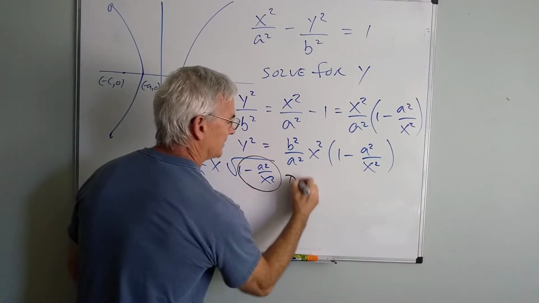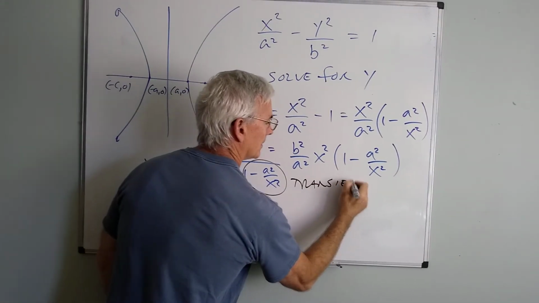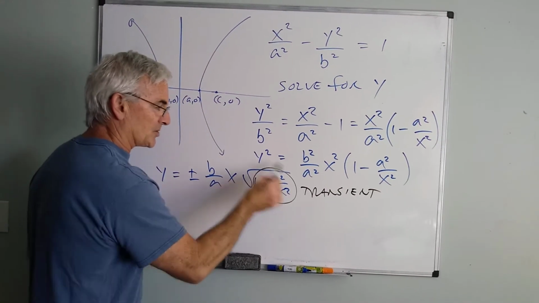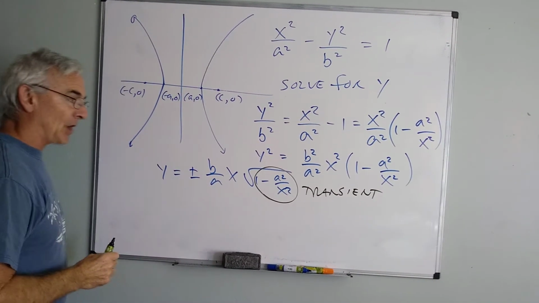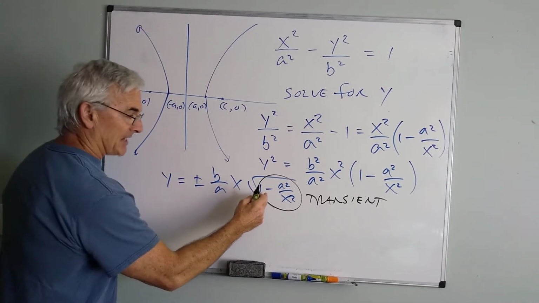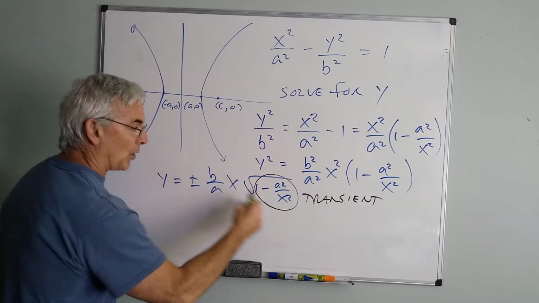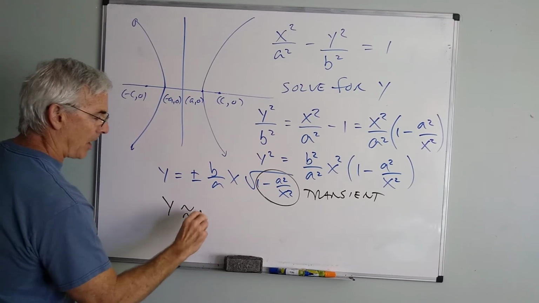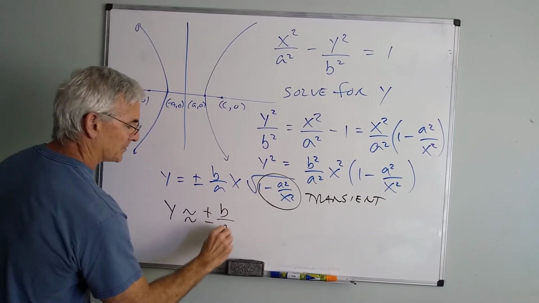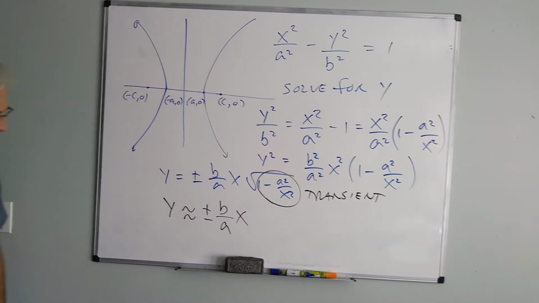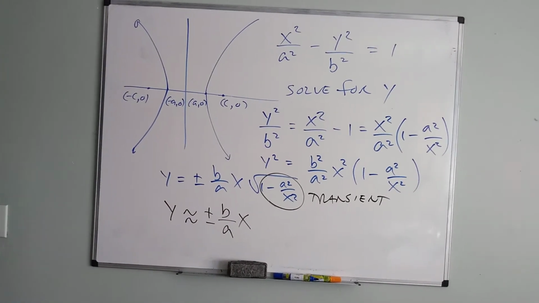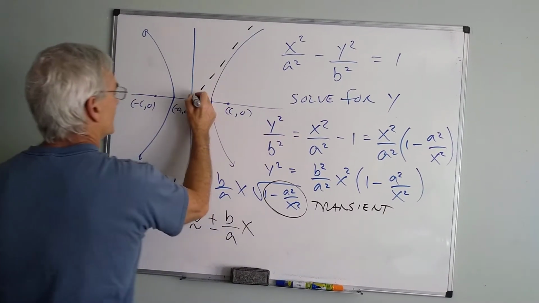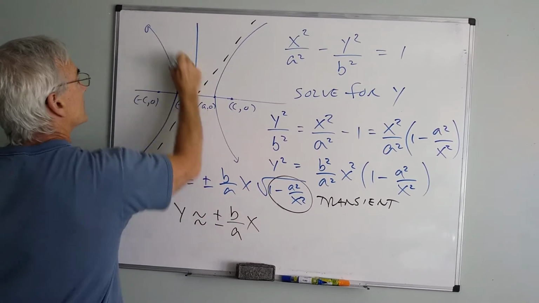This is called a transient term. The larger x gets, the closer this quantity becomes to 1, meaning I have an asymptotic relationship here. As x gets larger and larger, this term becomes less and less and less, and we can say that y, therefore, is asymptotic to plus or minus b over a times x, which is interesting because those are two lines. In fact, those are two lines that basically will look like this.